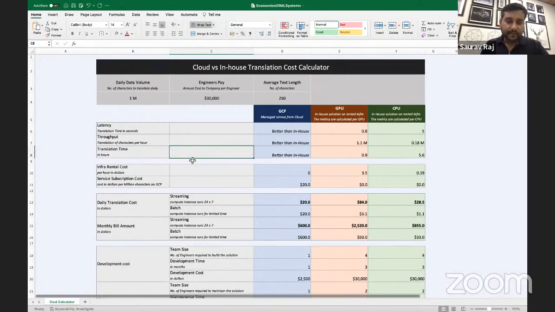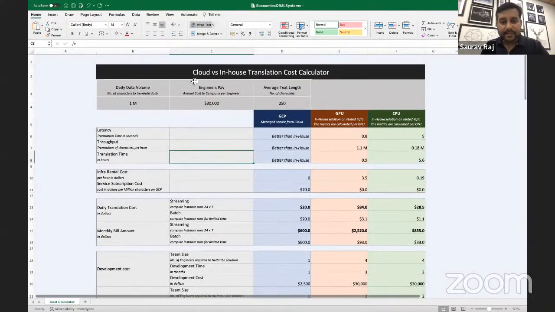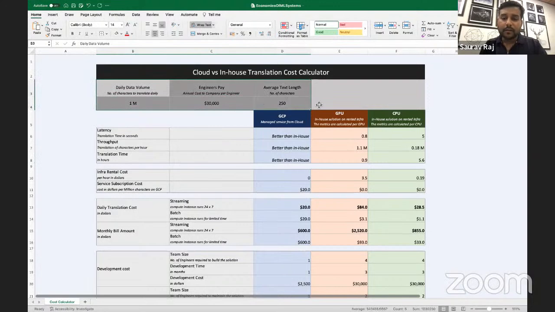I'll start with the top. It says cloud versus in-house cost calculator for the translation business use case, but the same understanding can be extrapolated to any such similar business use case, such as text summarization, entity extraction, or any AI/ML problem. For this discussion, at the top, the factors that we see are the common factors which would be applicable for cloud versus in-house.